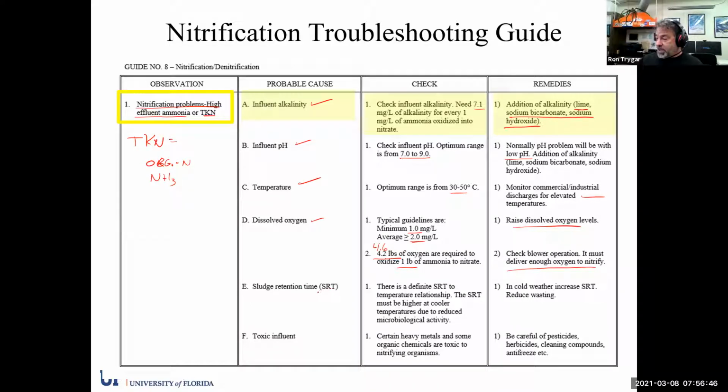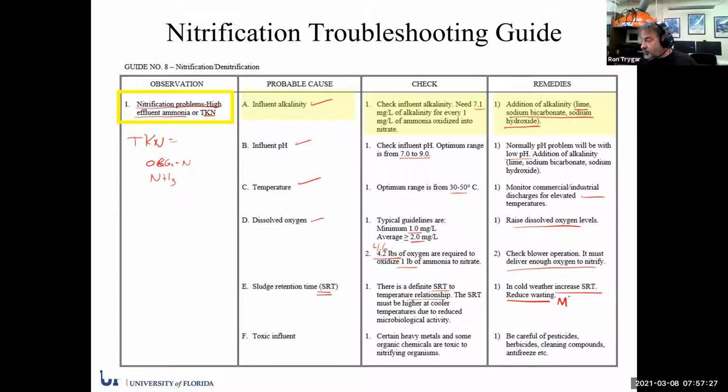The sludge retention time, the SRT, there's a couple things here. Don't forget that SRT is the days of sludge age, but we're also going to talk about retention time in the actual process. So the first thing is the sludge retention time, or solids retention time, to actual mixed liquor temperatures. The SRT must be higher at cooler temperatures due to reduced microbiological activity. We know that the MLVSS gets too cold during the wintertime. We're going to need more of those bacteria to do the job. And it even says here in cold weather, increase the SRT, which means reduce the wasting rate. So build up your MLVSS.